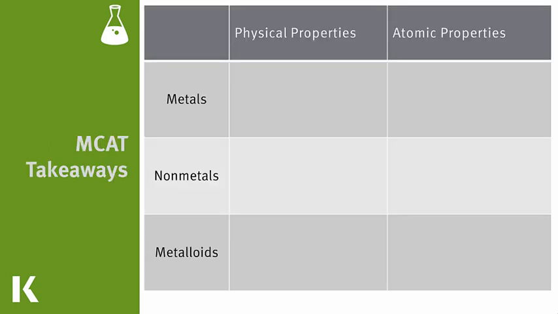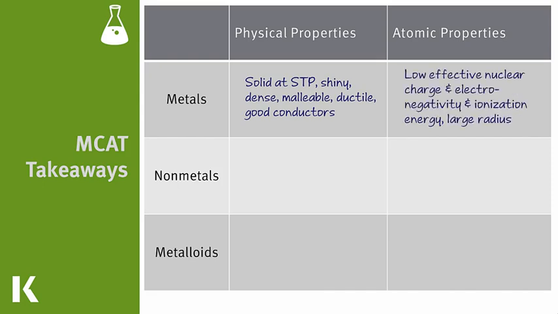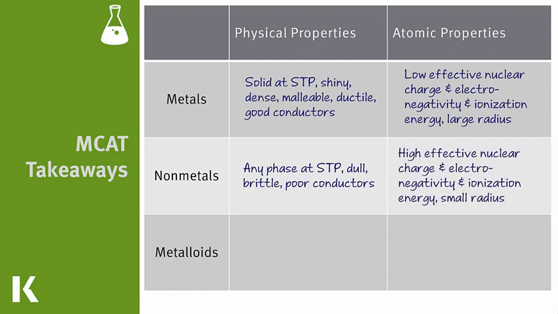With the information from this video, you should be comfortable filling in the cells of this chart. The physical properties of metals are that they're solid at standard temperature and pressure, shiny, dense, malleable, ductile, and they make great conductors. And on the atomic level, they have low effective nuclear charge, electronegativity, and ionization energy, while having a large radius. Nonmetals are any phase at STP, they're dull, they're brittle, and they make very poor conductors. On the atomic level, they have a high effective nuclear charge, electronegativity, and ionization energy, while having a very small radius. And metalloids, in both their atomic and physical properties, are intermediate.